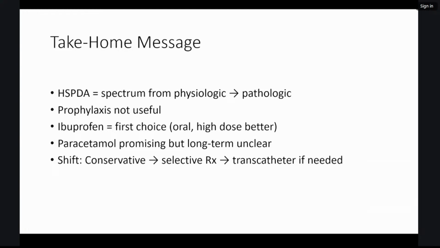Ibuprofen is the first drug of choice that can be used for closure. Oral higher dose is better. Paracetamol is promising, but its long-term effect is unclear. So always shift from the conservative management to the selective treatment and then transcatheter closure if it is needed.